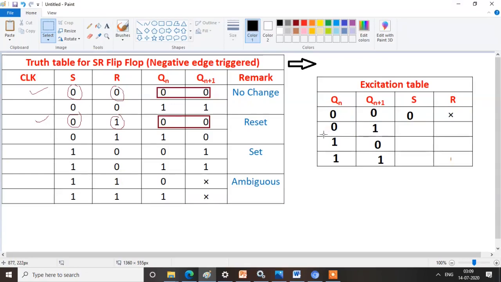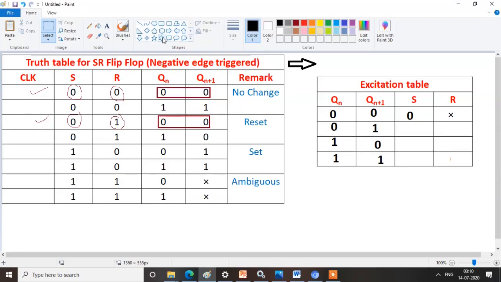Now consider the next row of this excitation table. What does this next row say? Present state of SR latch is 0 and we want next state of SR latch as 1. So what should be the inputs to S and R? Present state is 0, next state is 1. So again you have to refer to the truth table. You have to refer to those rows of the truth table where present state is 0 and next state is 1.